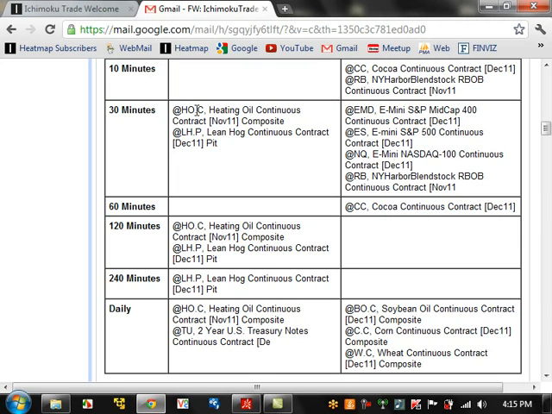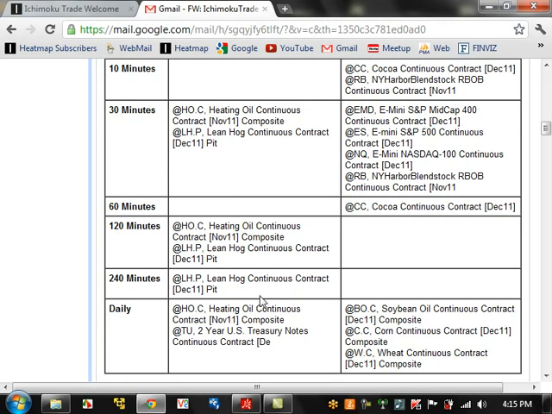Heating oil is in the 30 minutes, so that's 2 time frames right there. Then it's in the 120. That's another 2 time frames right there. And then it's also in the daily time frame. So believe it or not, this is over a 4 time frame opportunity, and also the lower time frames are in sync with the higher, so everything's in sync.